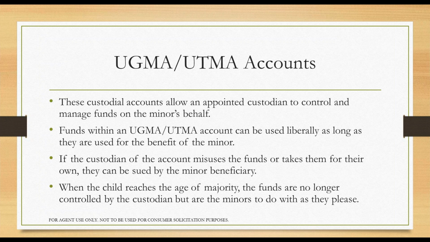Well, once the minor comes of age, which might be 18 or 21 depending on the state you're in, the only thing that the custodian can do at that point is turn the money over to the minor who has become a major, who has become an adult. And so that's one of the reasons to choose a trust rather than a custodial account.